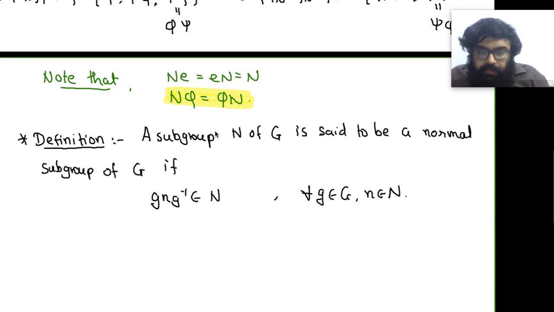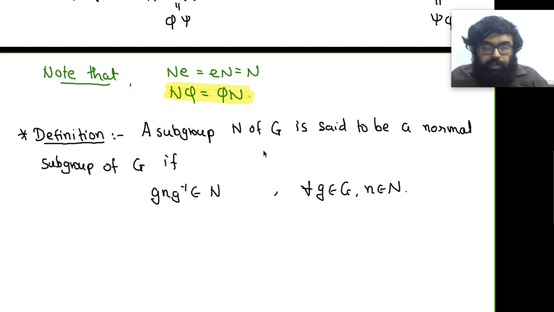So N, first of all, has to be a subgroup. A subgroup N of G is said to be a normal subgroup if gng inverse belongs to N for every g in G and n in N. Right? So let us consider some example.